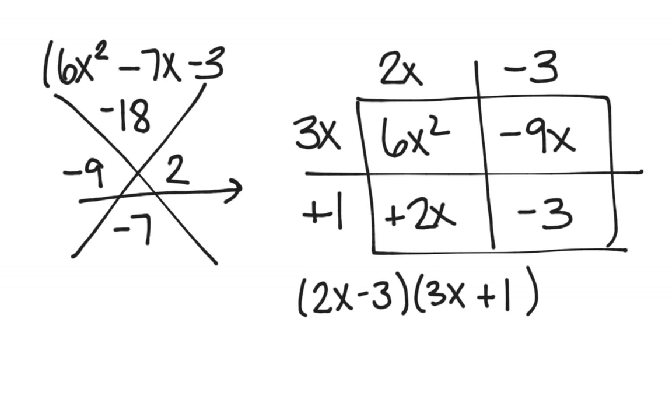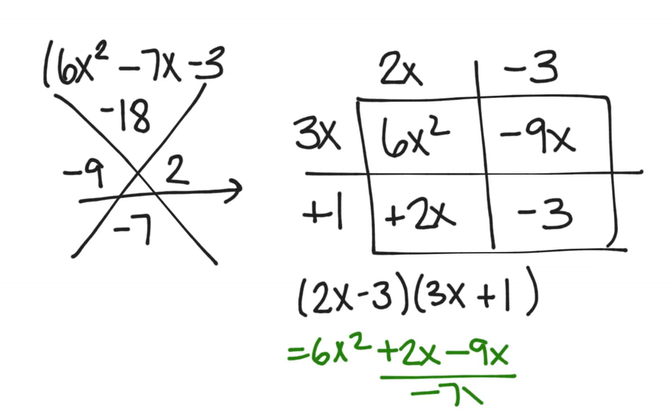Check it out to see if we're good. 2x times 3x is 6x squared. 2x times plus 1 is plus 2x. Negative 3 times 3x is negative 9x. Add those up. There's my negative 7x. And negative 3 times positive 1 is negative 3. So it checks out and we are good to go.